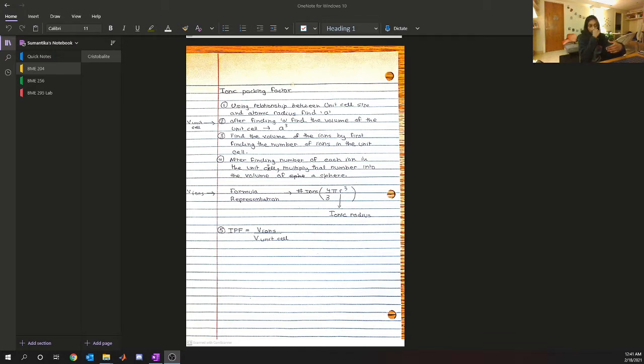Atom or ion, in this case. The formula representation of that would be the number of ions times 4/3 pi r cubed, where r is our ionic radius. And then IPF, the ionic packing factor, is the volume of the ions divided by the volume of the unit cell.